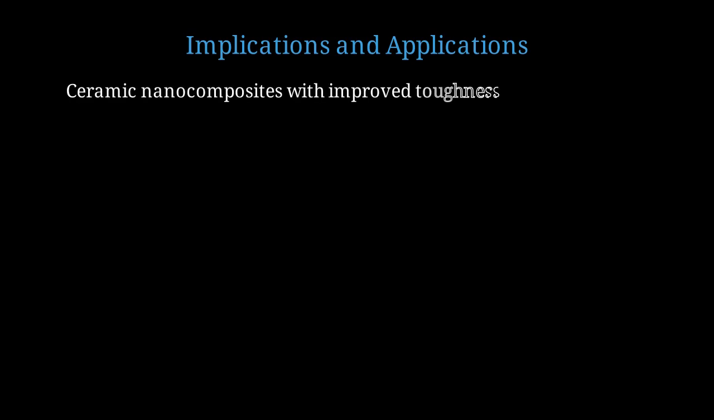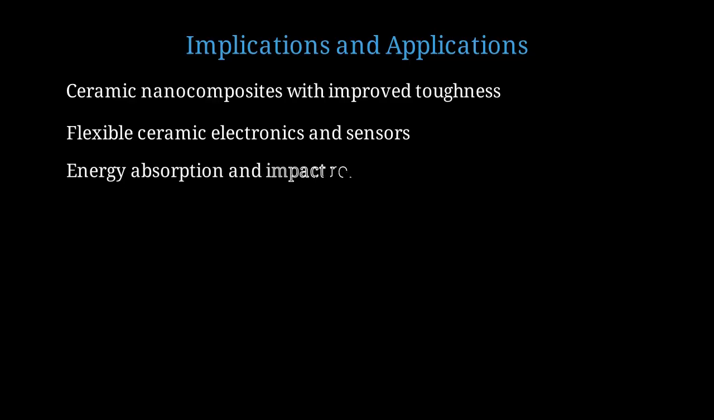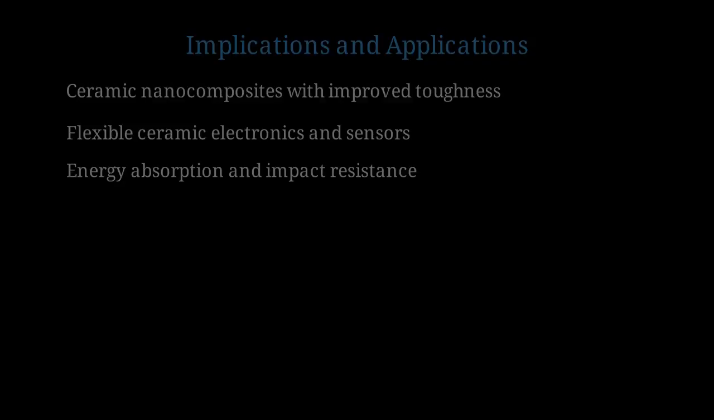So what are the implications of this nanoscale ductility in ceramics? It opens up exciting possibilities. One application is ceramic nanocomposites. By incorporating ceramic nanostructures into a matrix, you can create materials that combine hardness with toughness. Another application is flexible ceramic electronics. Imagine electronic devices with ceramic components that can bend and flex without breaking. Nanoceramics can also be used in energy-absorbing applications, where you want a hard material that won't catastrophically fail on impact.